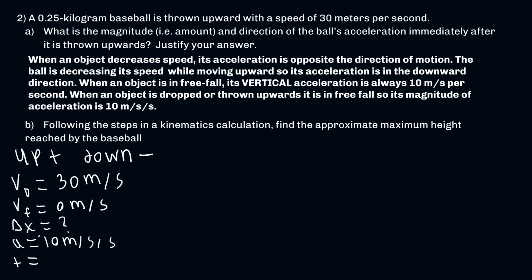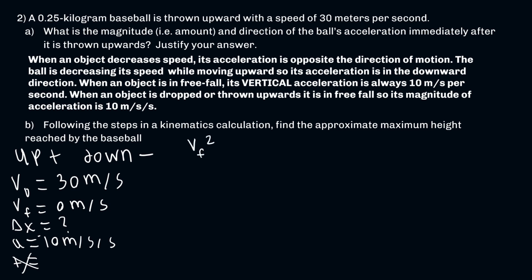And then time, we already have 3 out of the 4 variables, so we are not going to end up needing time in this situation. All right, so now we can figure out an equation that is going to use these 4 variables and is going to find me my displacement. Since we do not have time, that is going to lead me to the timeless equation. So I'm going to write this out here.